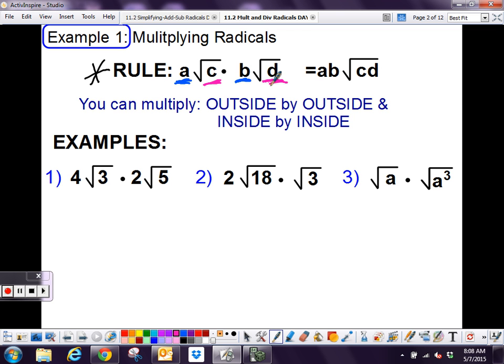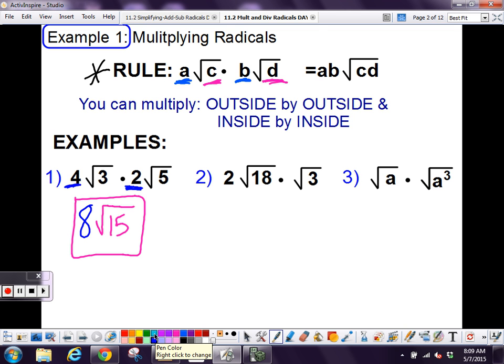Okay, so let's look at this first example. So we're going to go outside times outside. So we're going to go 4 times 2, which is 8. And then we're going to multiply the inside, which is going to be the square root of 15, 3 times 5. Okay, and I just want to look at that 15 and make sure there's no factors within 15 that are perfect squares. Well, there's 1 and 15, 3 and 5, and none of those are perfect squares. So that is our answer.